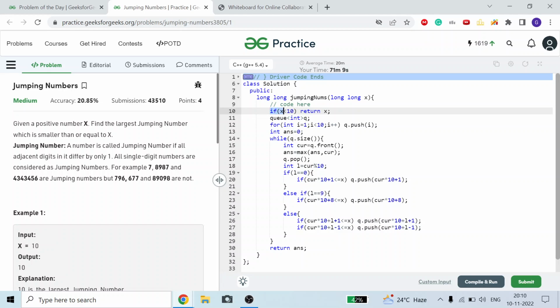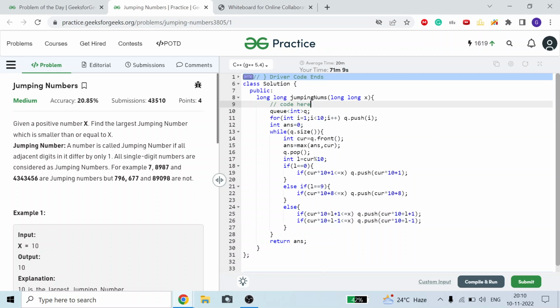But if my x is less than, or it can be up to, equal to as well. If my x is a single digit or up to 10, because I know a single digit number is always a jumping number, and 10 is also a jumping number. So if my x is less than or equal to 10, then I can directly return x, or I can use a queue operation as well. It's completely up to you. I just return it, or I don't need to actually.